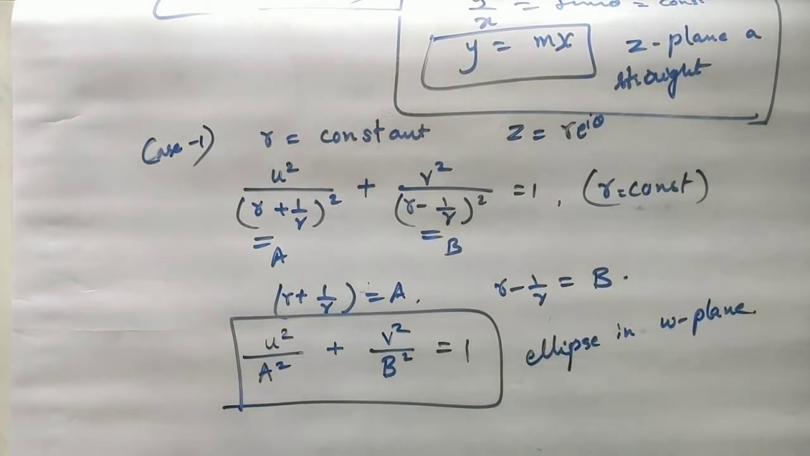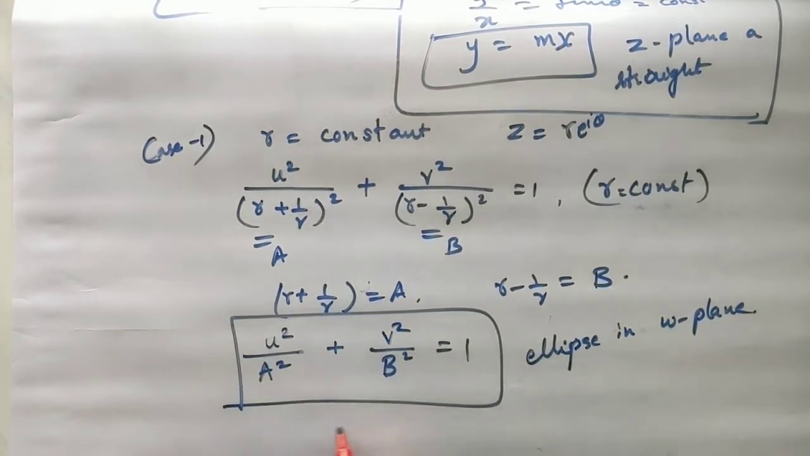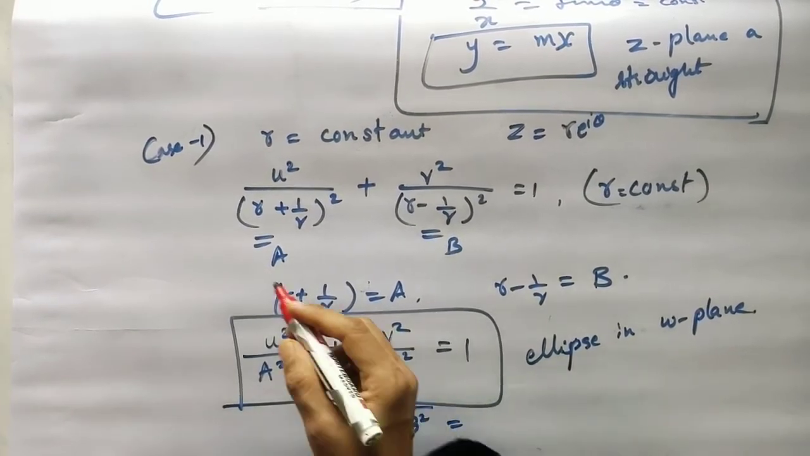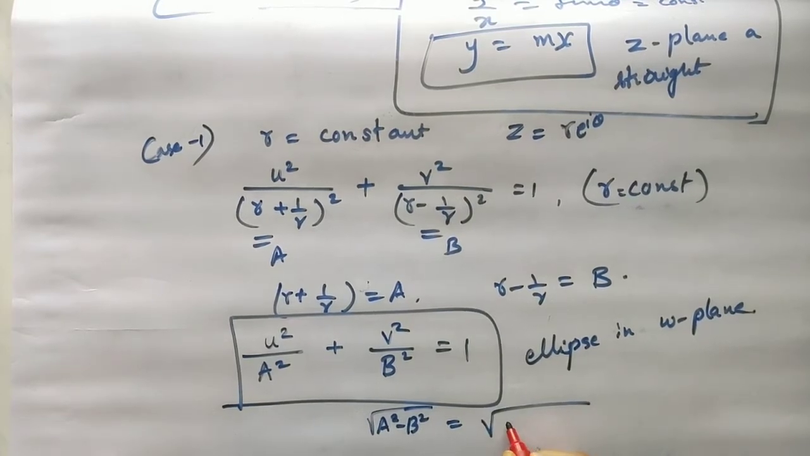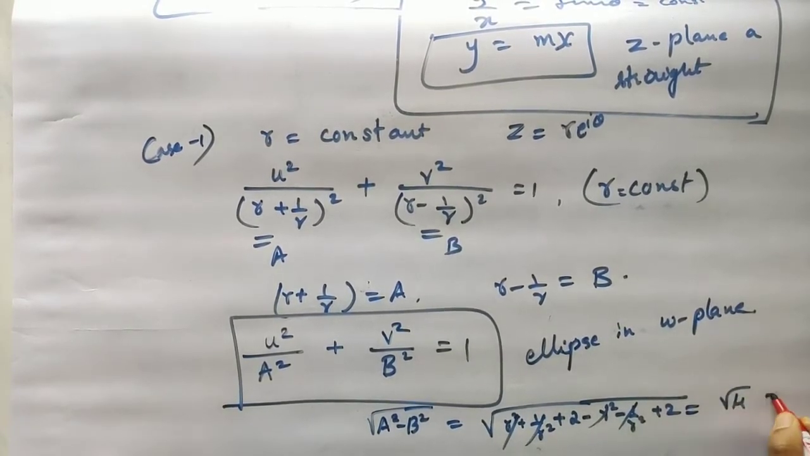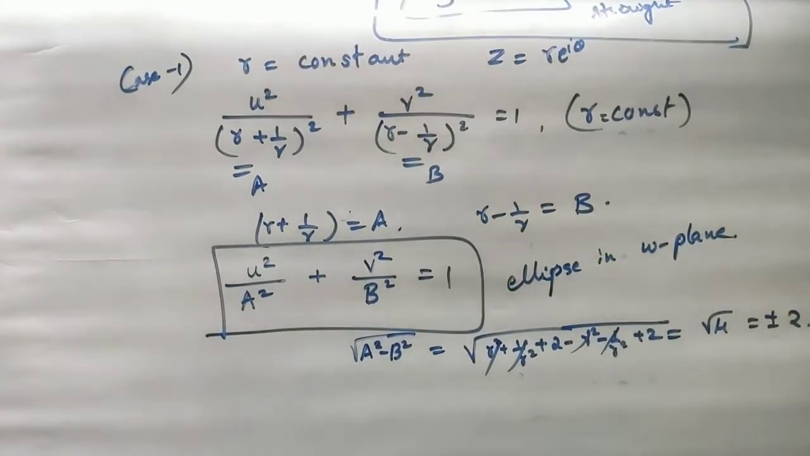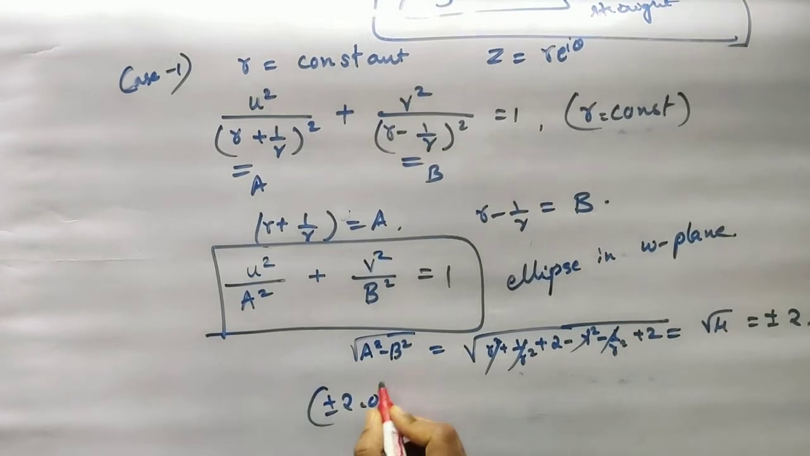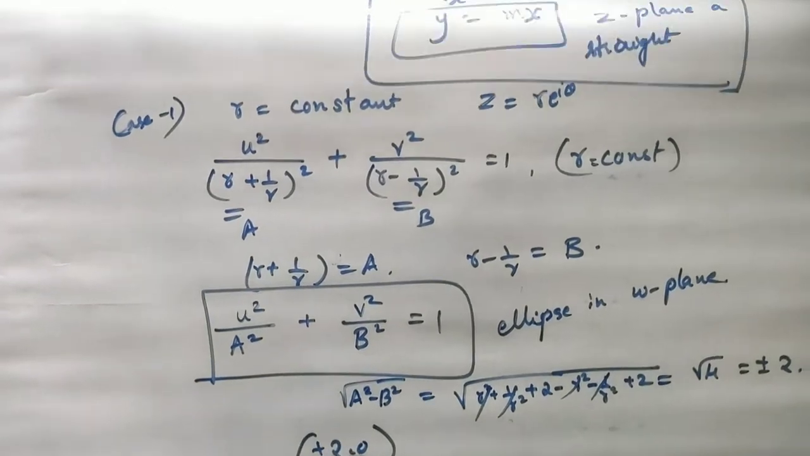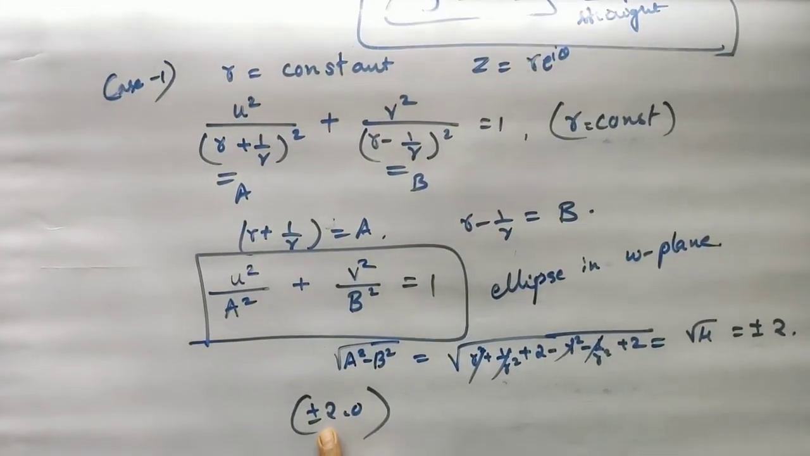With the foci at plus or minus root of a square minus b square. What are the foci? So a square is what? It is r square plus 1 by r square plus 2 minus r square minus 1 by r square plus 2. So all this gets cancelled. You get root 4, which is plus or minus 2. So the foci are plus or minus 2 comma 0. With the foci at plus or minus 2, 0, you have this ellipse. So the circle has been transformed to the ellipse with foci at plus or minus 2.